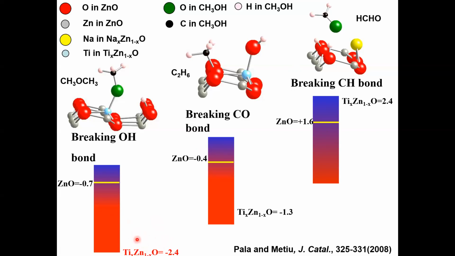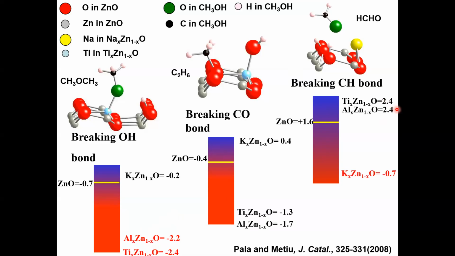The titanium doped zinc oxide promotes this pathway, making this more negative. However, in contrast to this, titanium suppresses this pathway. From plus 1.6, it has become 2.4, so it's more endothermic. So titanium promotes this pathway too, but it suppresses this pathway. And then aluminum also promotes this pathway and suppresses this pathway.